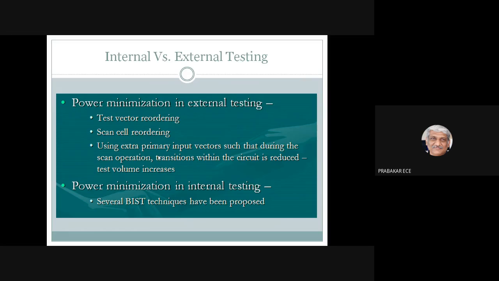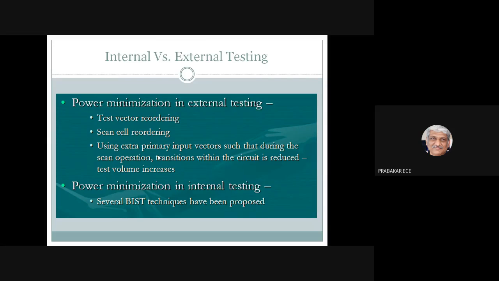So for that, what you have to do is reorder the test vectors. The same test vectors, no changes, but the order in which the test vectors are given to the circuit has to be reordered. Then there is a thing called scan cell reorder. Each and every cell can be reordered, right? Which part of your circuit can be tested, that again can be changed. And there are some extra primary input vectors such that during the scan operation, transitions within the circuit are reduced. That is, the test volume can be increased.